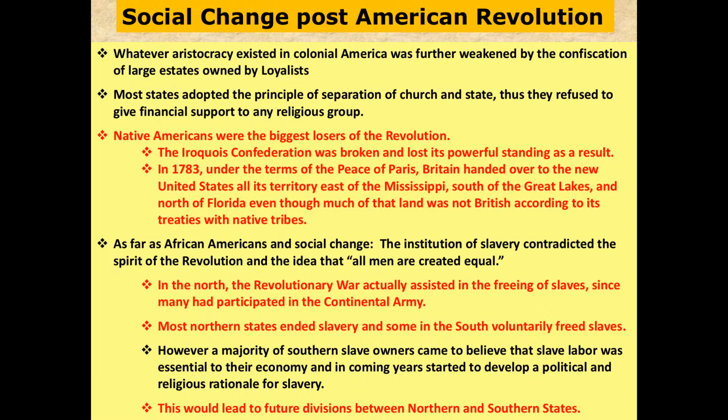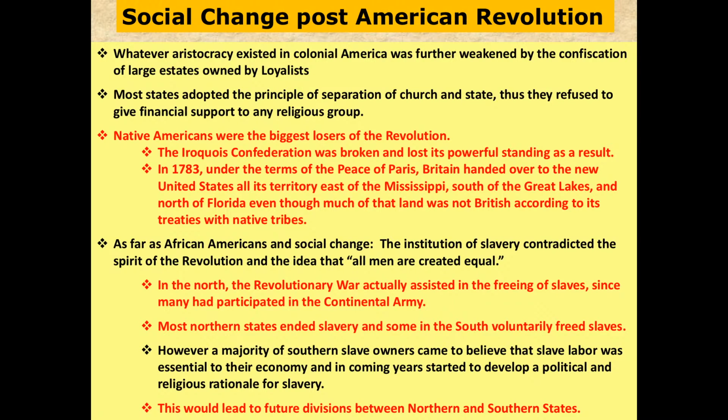Now, remember, Loyalists were largely rich. I mean, let's face it, they were the aristocracy of the colonies. So, during the war, they had their land confiscated. Because of this confiscation of land and the large estates that they owned, essentially, the aristocracy here lost influence, and therefore their influence in the future government is going to be diminished as well.